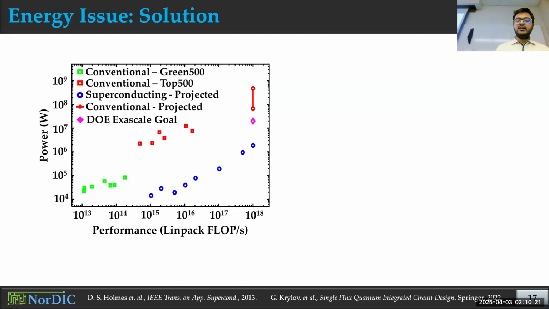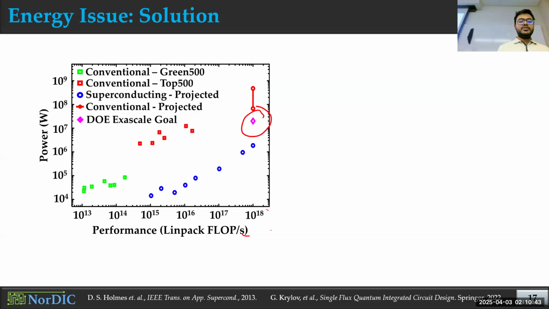That's why you can see here it has been projected that none of the conventional, CMOS based supercomputers can achieve the DOE's exascale goal, which is the pink diamond here. This goal is to achieve 10 to the power 18 FLOPS, or floating point operations per second, of performance with 10 to the power 7 watts, like 10 megawatts, of power.